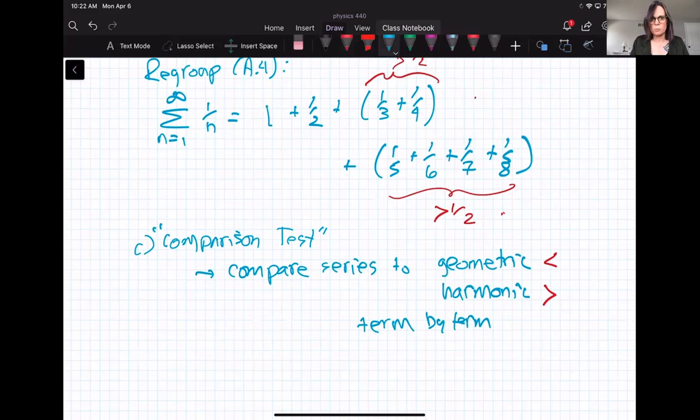But that's kind of a blunt instrument and not going to help us with a lot of these other series. So we're going to develop, and your book develops, a few other tests that we'll run through. Any questions before we begin with those? All right.